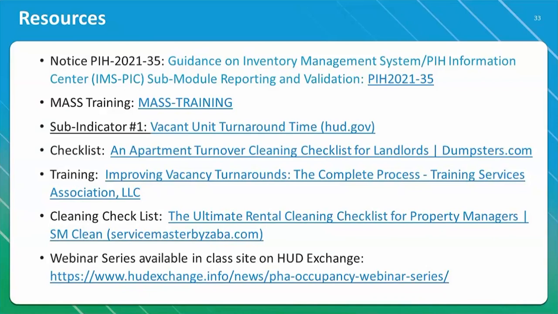And you see on the fourth bullet, there's a checklist. It's called an apartment turnover cleaning checklist for landlords. It's from dumpsters.com. There is training on improving vacancy turnarounds, the complete process, from a training services association. So there's training on how to better achieve that in the market. And there's a cleaning checklist link, the ultimate rental cleaning checklist, and that came from ServiceMaster by Zaba.com. If you want to note that down, because you are really working proactively, you don't have to wait until you get access to the slides.